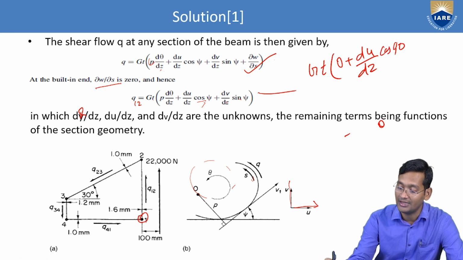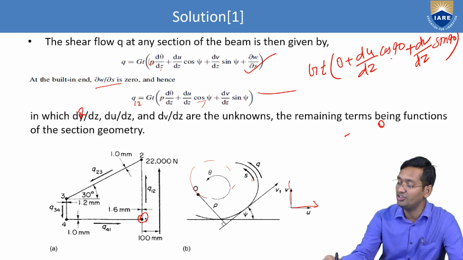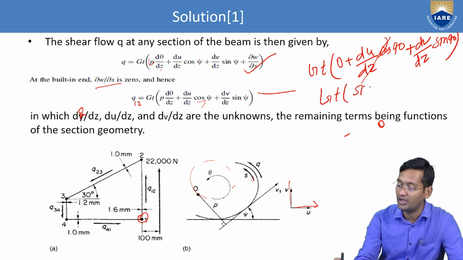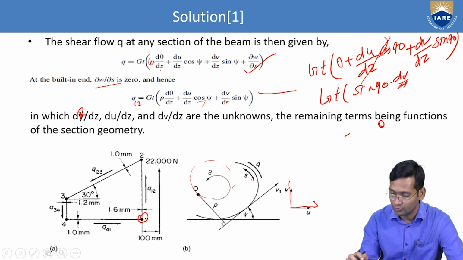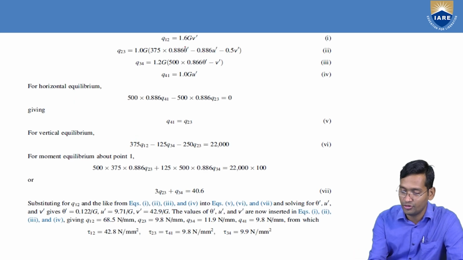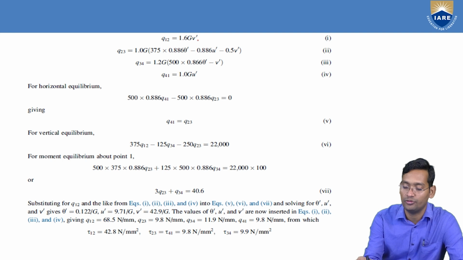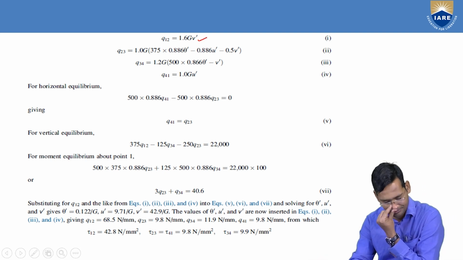cos 90 plus dv by dz sin 90. So cos 90 is 0, this term will also be 0. So GT into sin 90 into dv by dz. Okay. The t value is given for this one, 1.6. So after substituting, 1.6, and dv by dz is what? V dash. So just simply V dash.